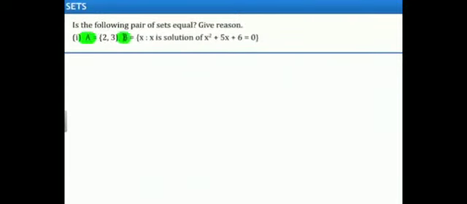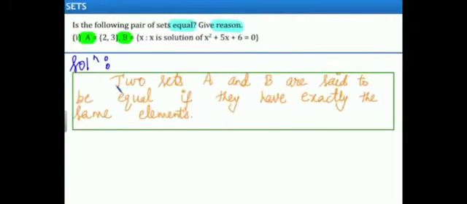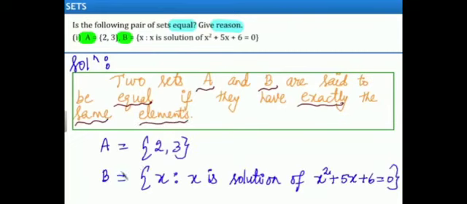Now move on to question number 5. Is the following pair of sets equal, and give reason, right? So you will be given two pairs, you have to check whether the following pair of sets is equal or not. Two sets A and B are said to be equal if they have exactly the same elements. Okay, so today we are learning the types of sets: null sets, finite sets, infinite sets and equal sets, right?